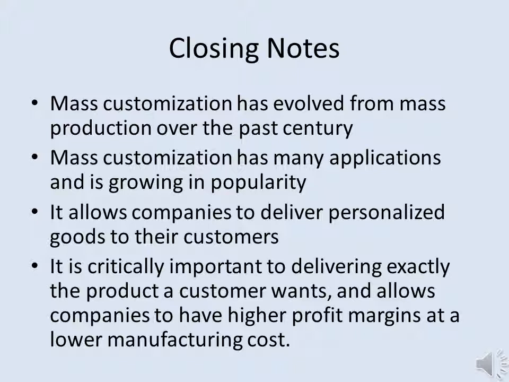And an implementation of a successful system allows companies to have higher profit margins because they're able to charge more for their products. And it allows them to have a lower manufacturing cost, a faster lead time, and many other critical benefits to the company. Therefore, it is critically important that over the next few years, more and more companies begin to implement successful mass customization systems. And we're going to see this grow immensely over the next few decades.